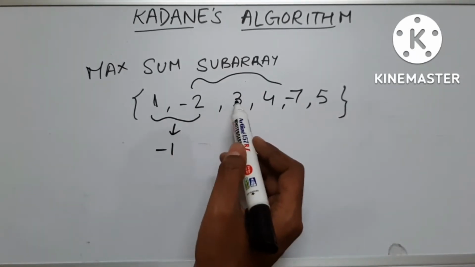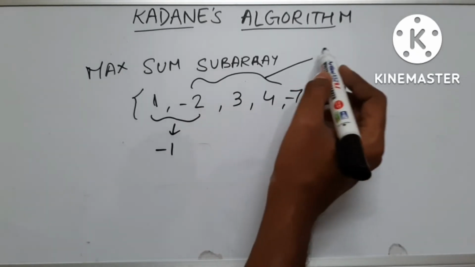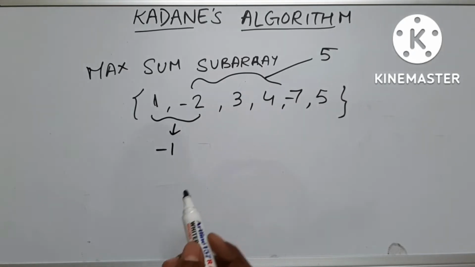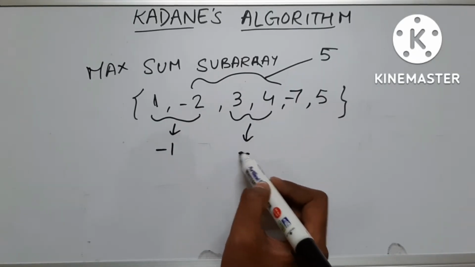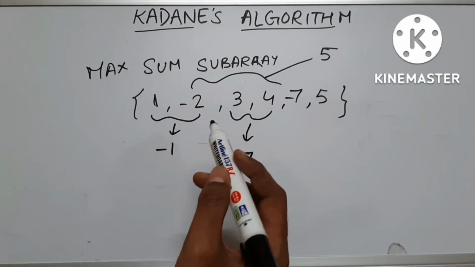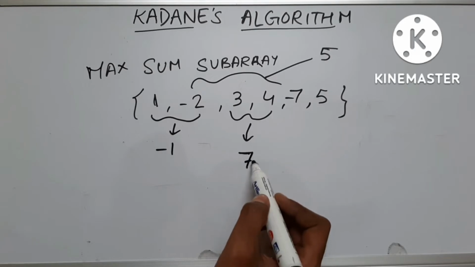Let's say we take a subarray of this. So it is minus 2, 3 and 4. This is 7, minus 2, it is 5. So this is 5. If you take this subarray, this is 7. We have to find many subarrays, and among those subarrays we have to see which is giving the maximum sum.